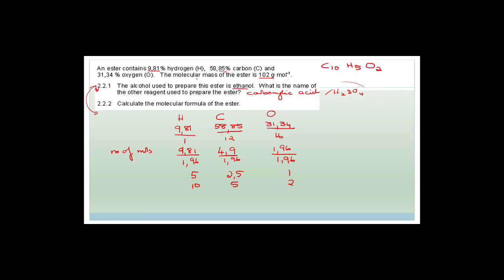Okay, but now they've told us that the molecular mass of the ester is 102 grams. So what we need to do is find out what, because this is the empirical formula. This is the basic ratio: for every 10 carbons, there's 5 hydrogens and 2 oxygens, okay? That is my basic ratio. But now I need to see what my actual ratio is, depending on the molecular mass. So we've got 10 carbons, so that's going to be 10 times 12, plus 5 hydrogens, which is 5, plus 2 oxygens, which is 16. So 10 times 12 is 120, plus 5, plus 2 times 16 is 32.